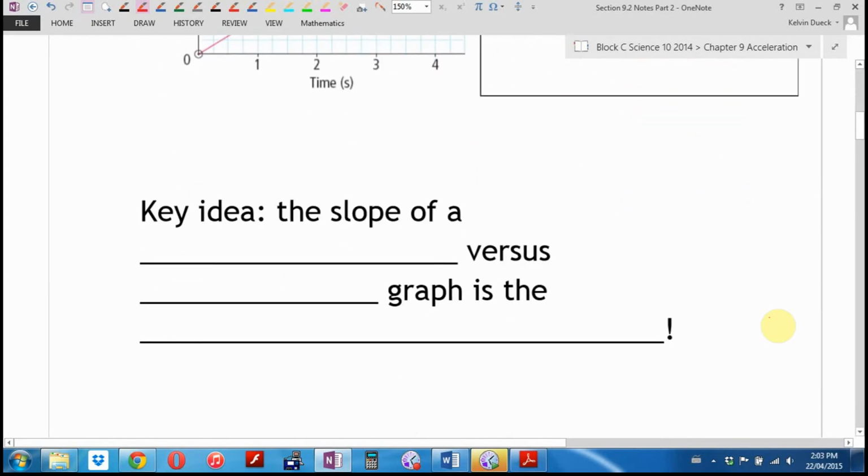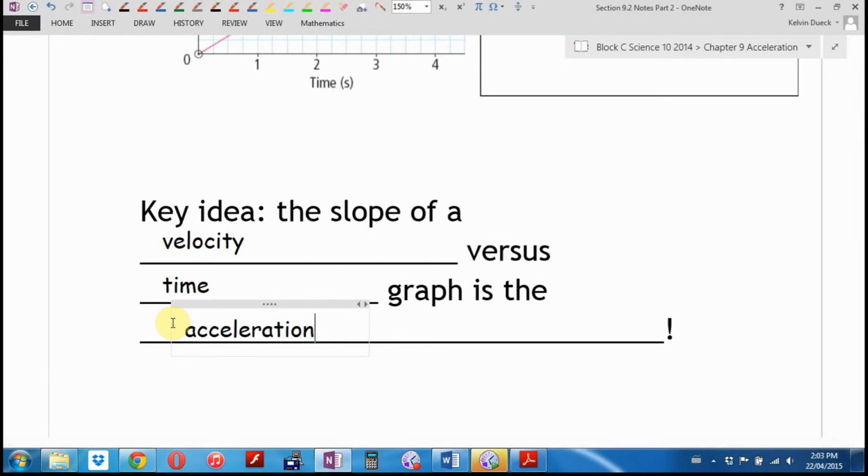Key idea. The slope of a velocity versus time graph is what's the punchline? If it's a key idea, it probably means it's important. So now we have 2 ways to calculate acceleration. Kyle, I can give you the numbers and the data, and you can use your formula sheet, or I can give you a picture.